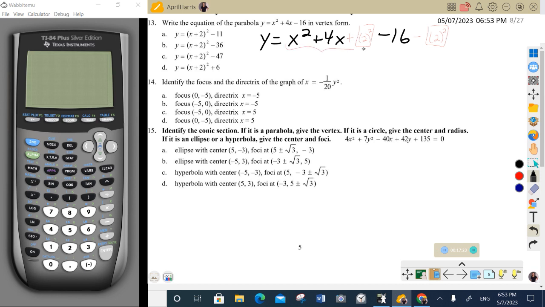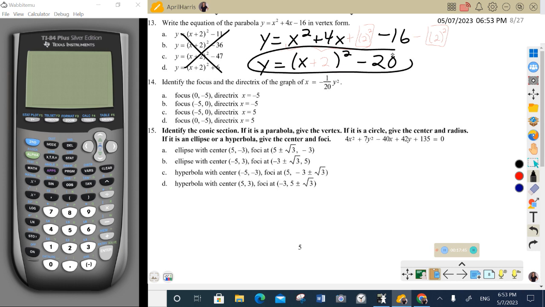Then you're going to rewrite your trinomial as a binomial squared. So x plus 2, half of b. And over here on the right we have negative 16 minus 4, which is negative 20. Now you're going to notice none of those answers are right because there's a typo, but this is correct. And I've already fixed it for the final, so everything should be good on the final.